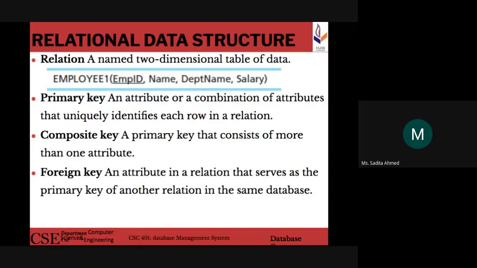Relational data structure, relational data model is a representation of our tables in our physical database. Everything is represented in terms of a two-dimensional table in our database, right? So we are calling those two-dimensional tables relations here, right? Once again, remember, no entities, only relations, right?